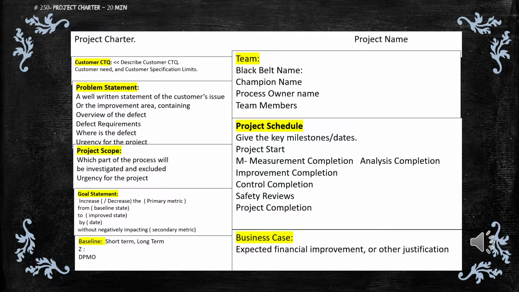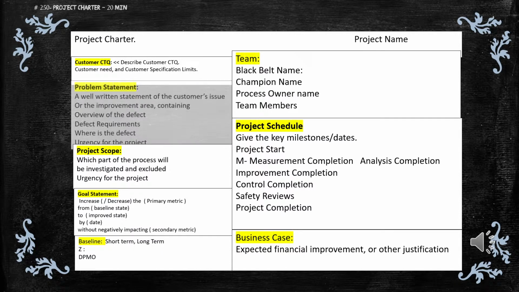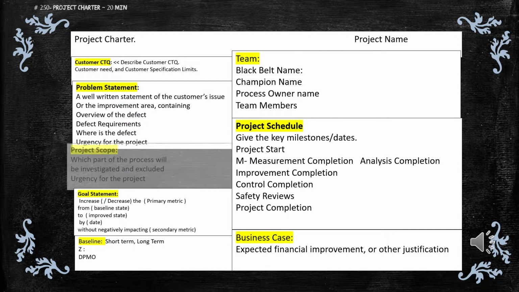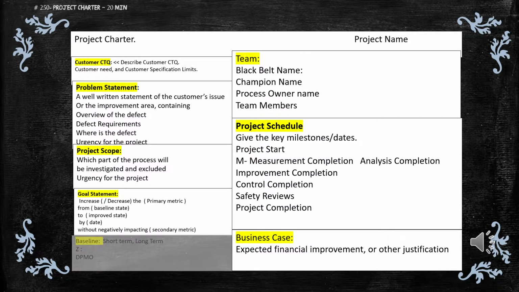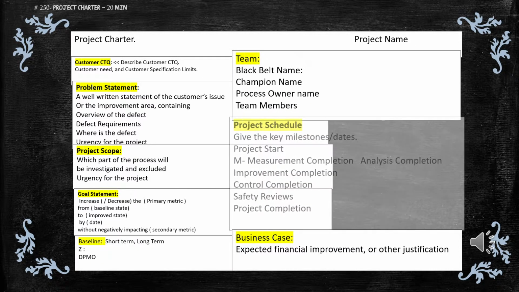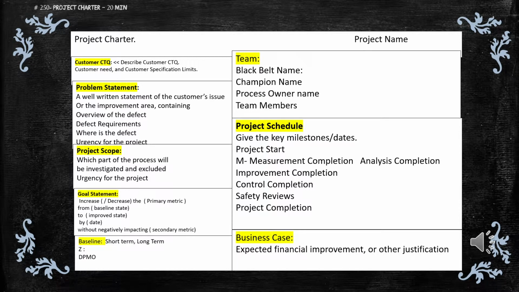A project charter has 8 different sections. These sections are, Customer CTQ, where we mention the customer CTQ that will be improved, Problem Statement, which defines the defect and states why the project should be done now, Project Scope, which defines the boundaries of the project, Goal Statement, where the improvement is quantified in magnitude and a time frame is mentioned, Baseline, which is the current status of the metric to be improved, Team Details, Project Schedule, where the timelines for each stage are mentioned, and Business Case, which is the financial justification or the benefits to be gained by the project.